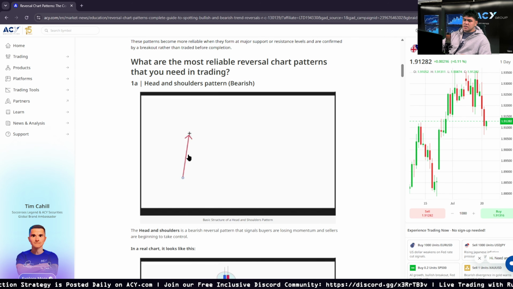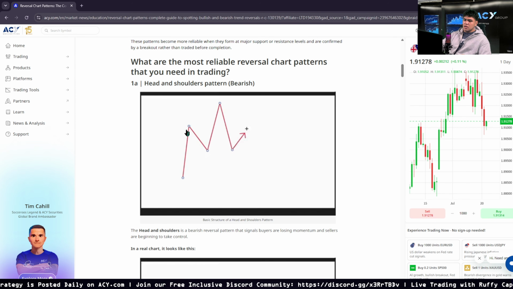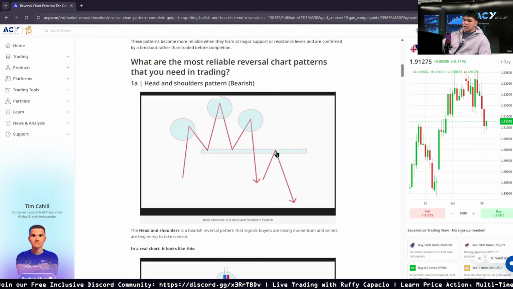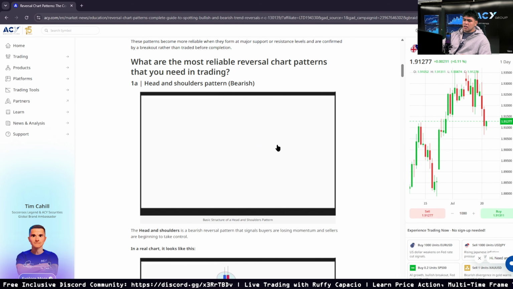This is how a basic structure of a head and shoulders looks: a left shoulder, a head, and a right shoulder. Once price breaks this neckline, it will retest the neckline to validate it, so that it could continue to push to the downside.